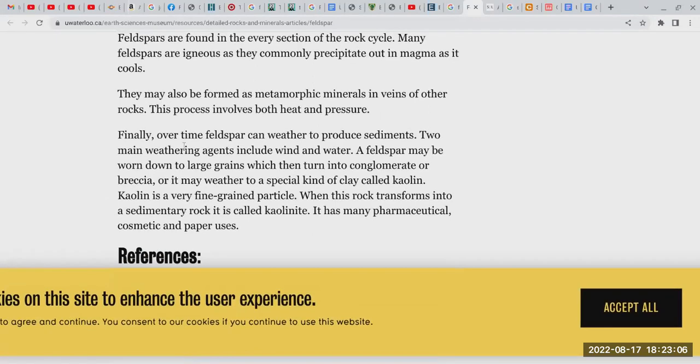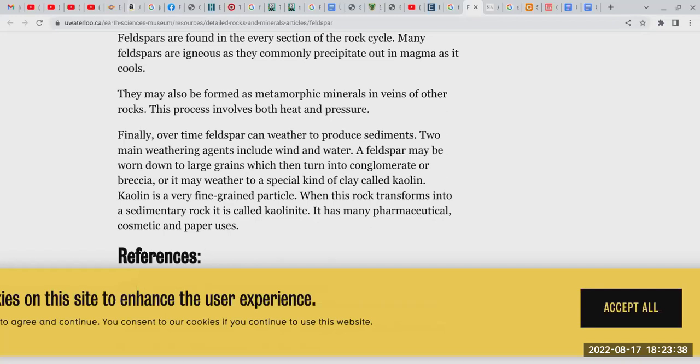It says finally, over time, feldspar can weather to produce sediments. Two main weathering agents include wind and water. A feldspar may be worn down to large grains, which then turn into conglomerate or breccia. Or it may weather to a special kind of clay called kaolin. It's a very fine grain particle. When the rock transforms into a sedimentary rock, it has many pharmaceutical and cosmetic uses as well as paper. So again, it depends on the porosity of the rock itself.